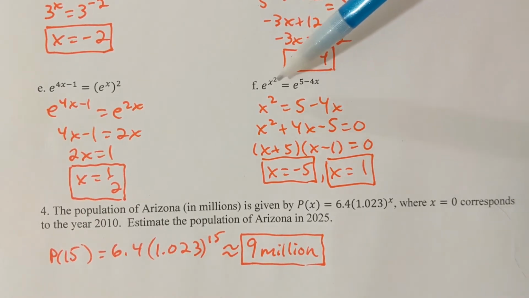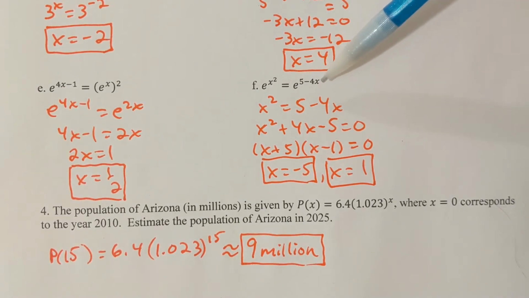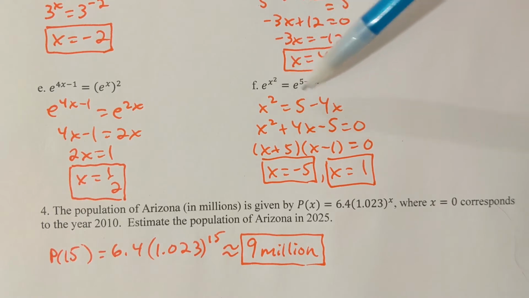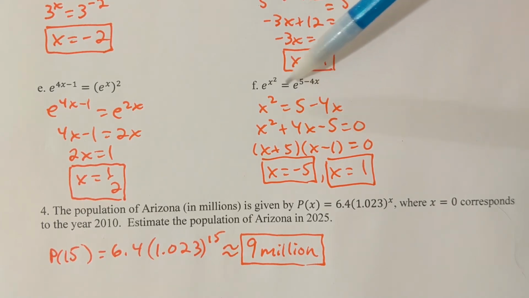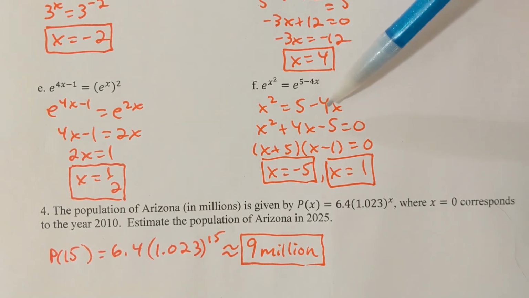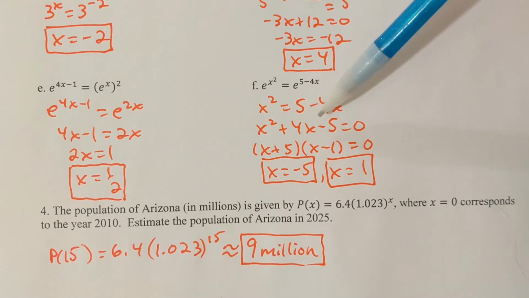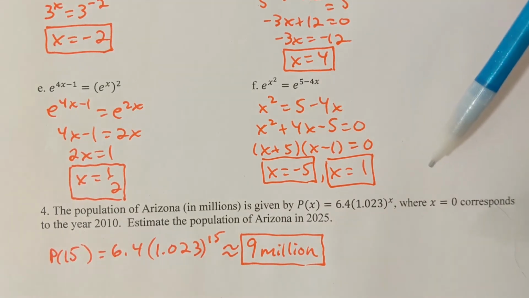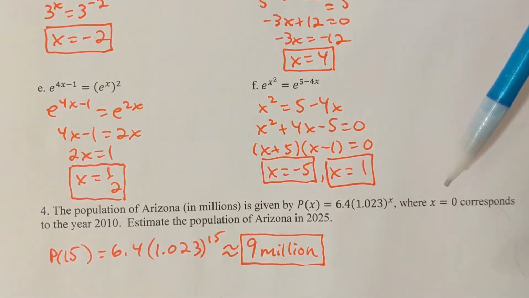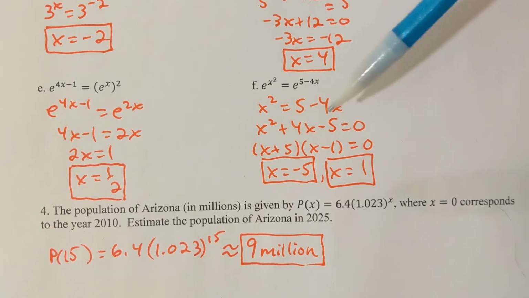Okay, and here's another one. Solve for x. Well, I've already got base e on both sides, and so I can remove the base and set the powers equal. If you get everything onto the left, x squared plus 4x minus 5 equals 0 is quadratic, and of course at this point I'd want to try to factor.